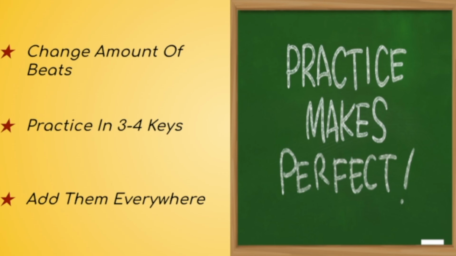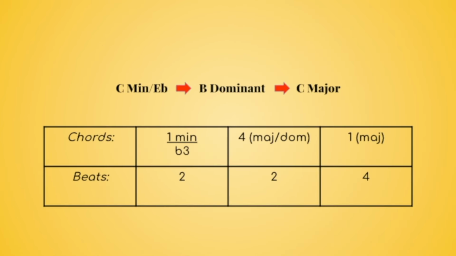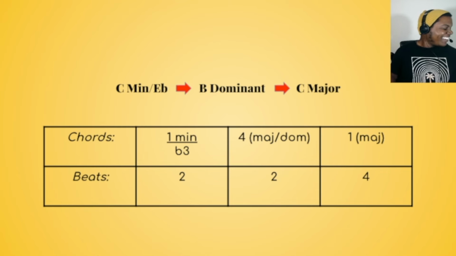Practice makes perfect. How are you going to take what you have learned today and apply it so that you can be better? The first way, you can change the amount of beats. Like I told you guys, the first seven are just three chord progressions. So you can play with the beats. You can change the beats from 2 to 4 to 1.